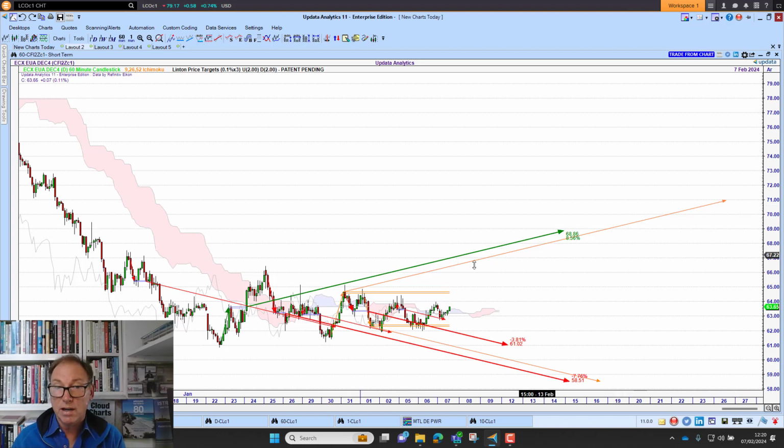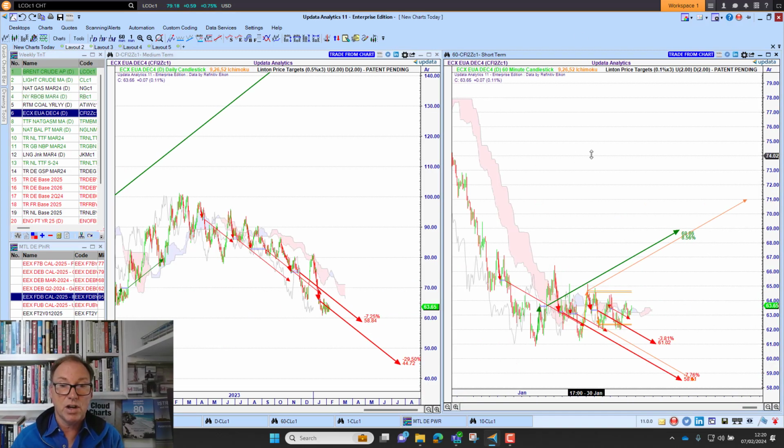So that one will turn green if we move above the thrust level, and this one will turn red if we move below the thrust level. That's how the targets work. So really quite key there on emissions, and certainly one to watch.